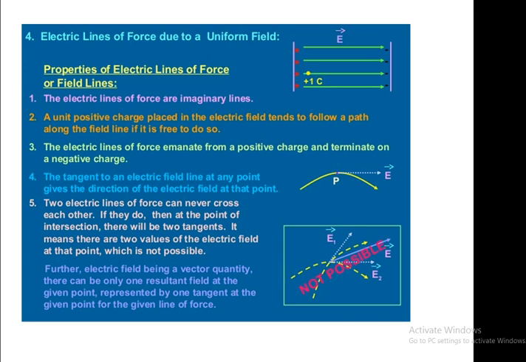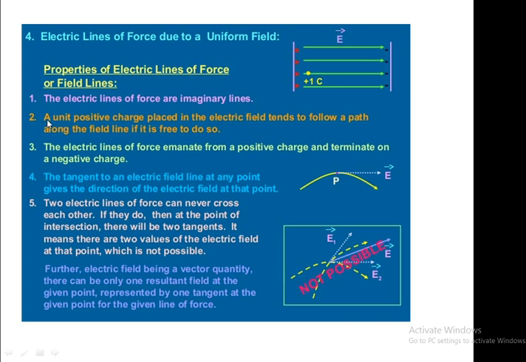They are imaginary lines. As you know, in the definition, we started off with the statement, electric field lines are imaginary, straight or curved path. So this is a familiar property. Second property, I think that one is also familiar.